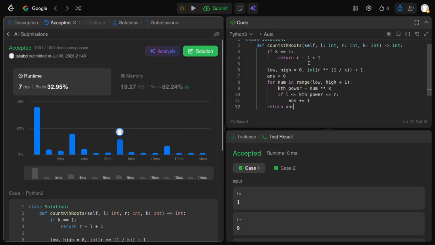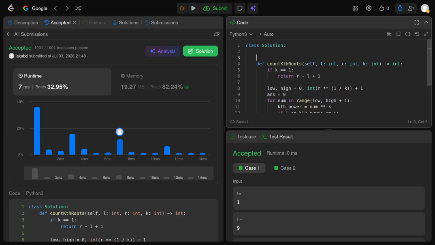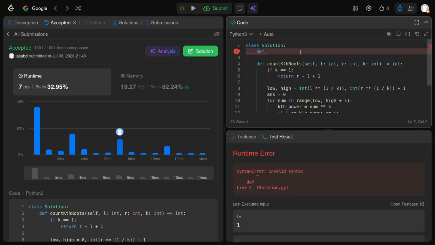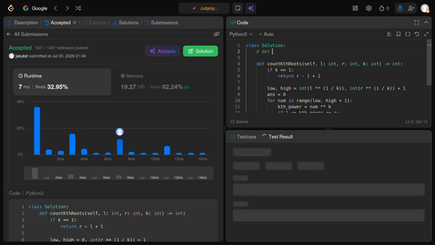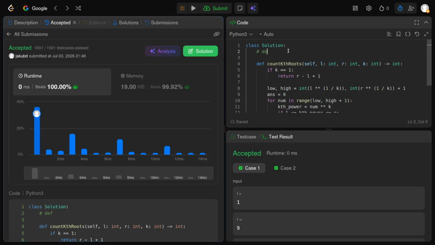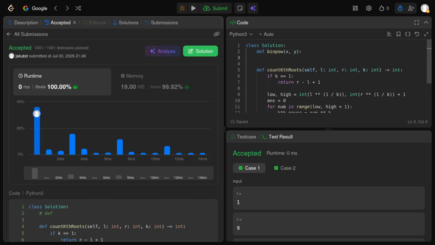Okay, we can see that it's quite slow, so we'll do the binary exponentiation. Low actually should be L to the power of 1 over k, and then make it an int, so we can save some time. Okay, let's run it. Now we are at 0 ms. Theoretically we could use binary exponentiation. We don't care about modulo, so that's going to be quite simple.